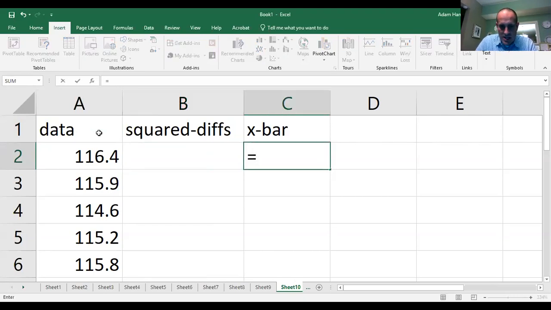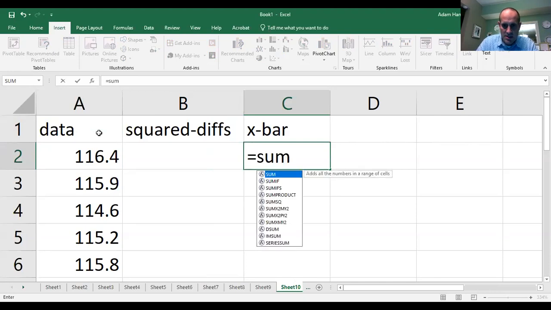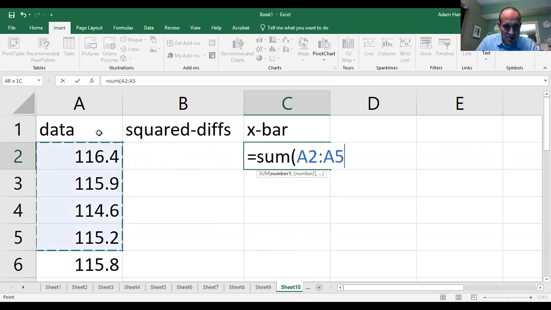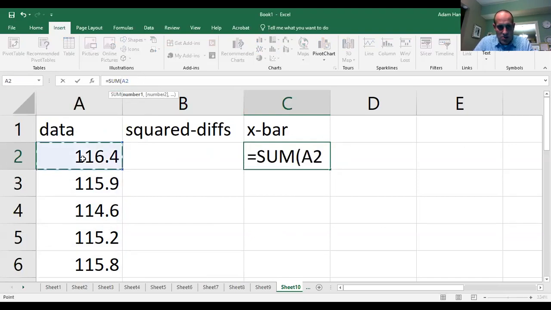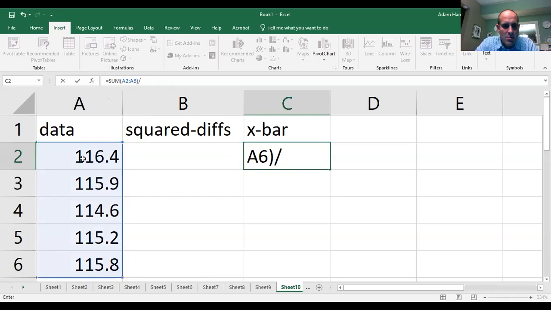There's a couple of ways I can do that. I can go equals sum, and add these up myself. I select the first thing, and I can either grab the corner and drag it down over the data I want, or I can click the first thing, hold down Shift and hit the down arrow to grab my data. Then I want to divide this by 5.